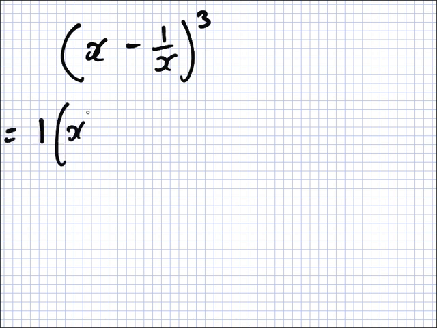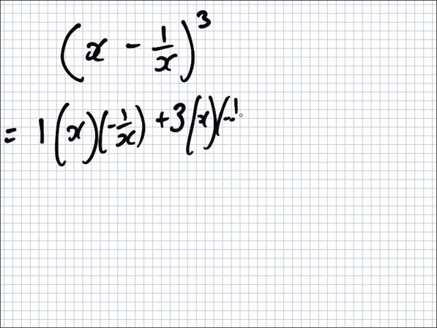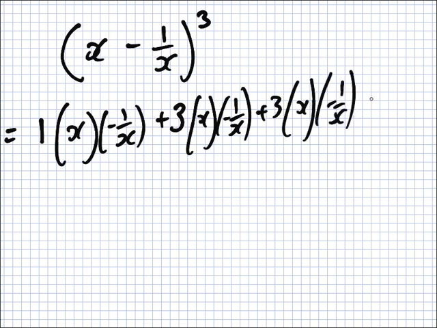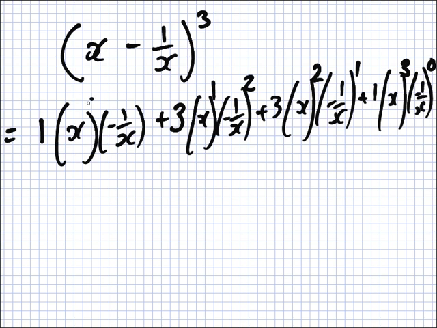1 x minus 1 over x plus 3x minus 1 over x plus 3x minus 1 over x plus 1x minus 1 over x. So we'll go with 0, 3, 1, 2, 2, 1, and 0, 3. Yes. So what would the first one be? Minus 1. Minus 1 over 6 cubed.